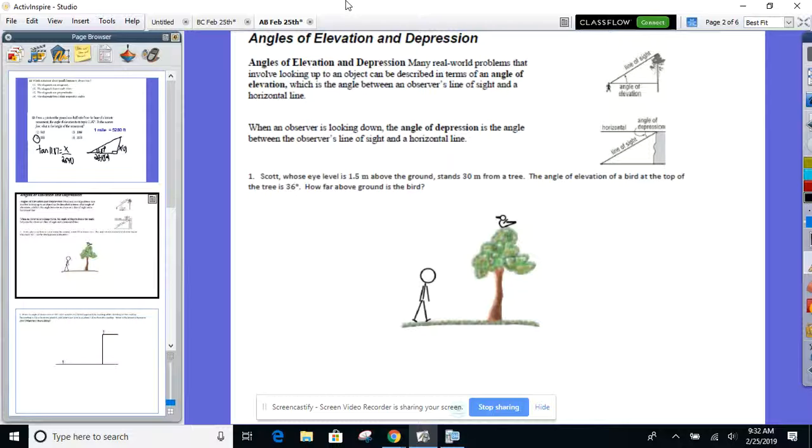Again, she looks up towards a building or monument, whatever. That angle increases. She looks down, it decreases. Everyone see where the angle of elevation is always going to be in a right triangle? We all good there? All right. That's all I needed. Thanks, guys.